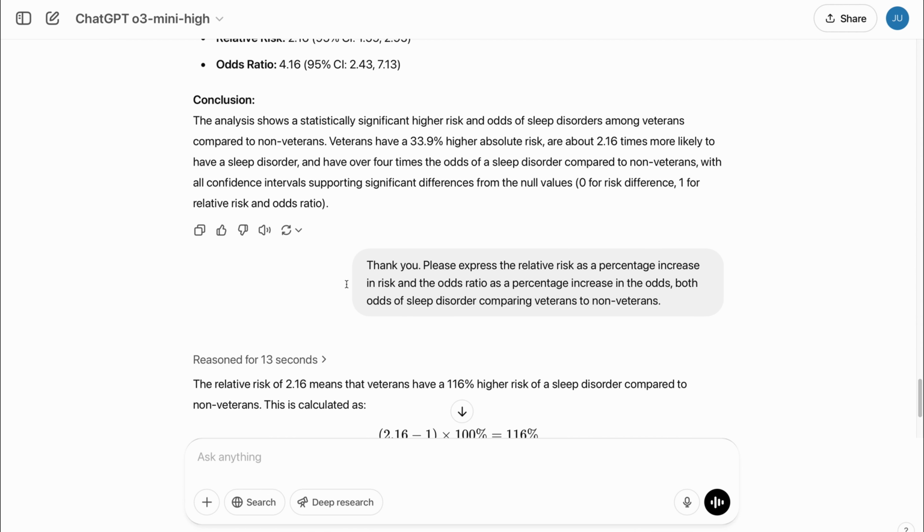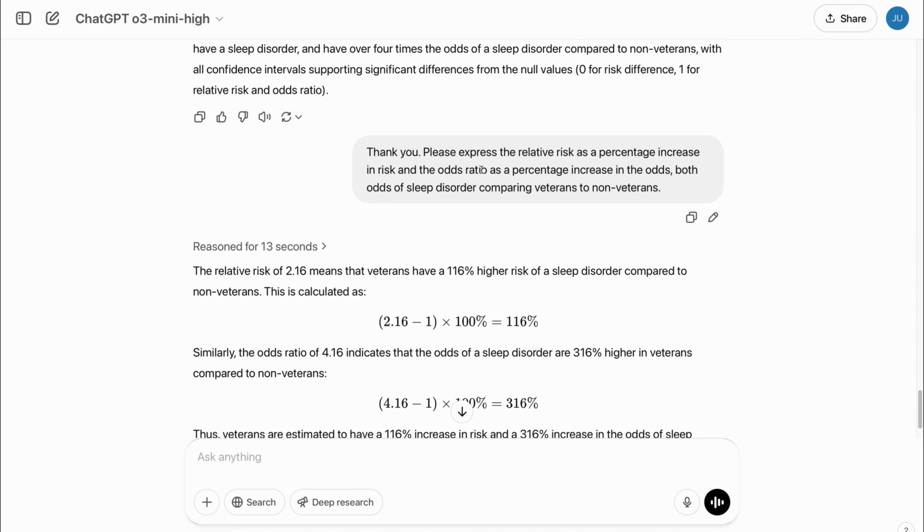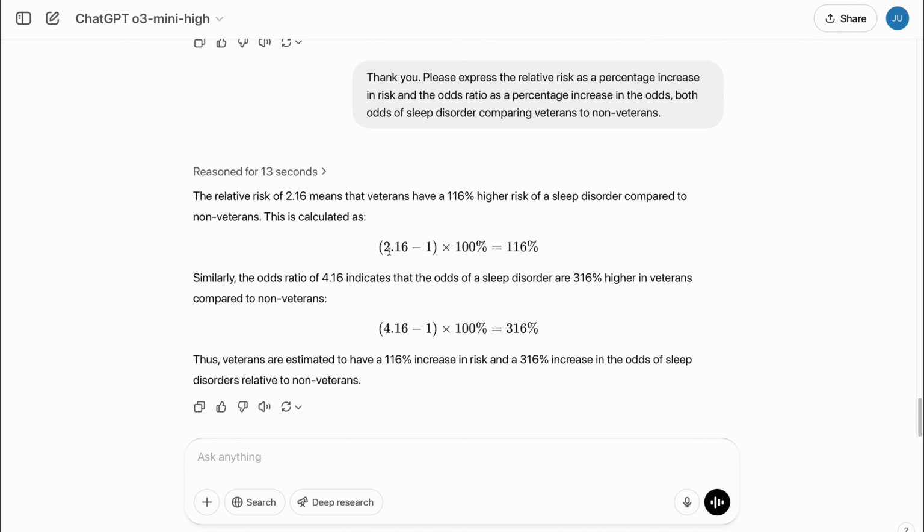I've also said there, my next prompt was to express this as a percentage point, and look what it does. It says 2.16 minus 1, that's 116%, and for the odds ratio, 4.16 minus 1 times 100%, that's 316%. So I think perfectly well done by ChatGPT.